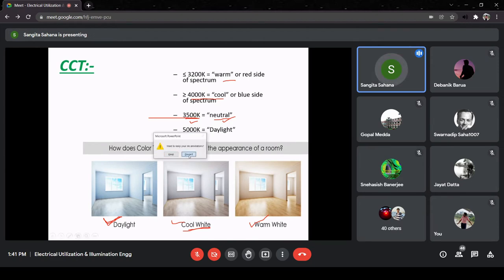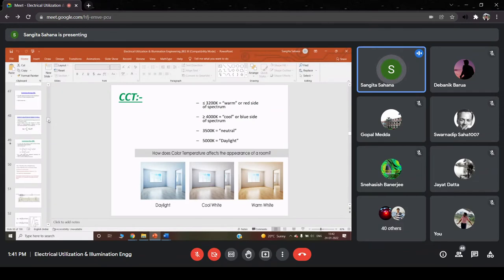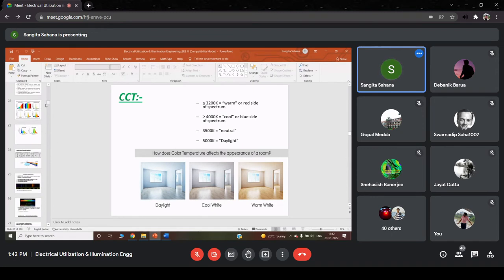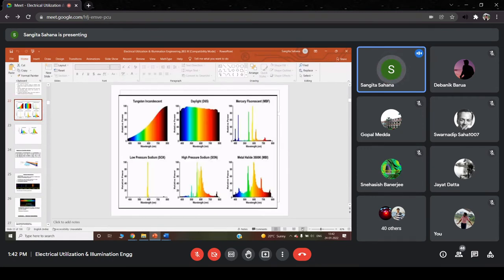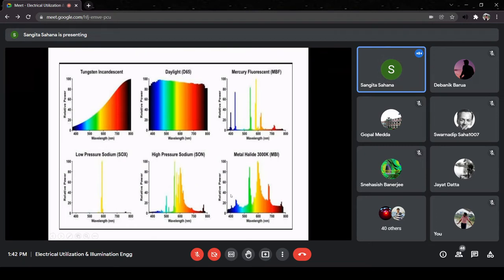As I explained, the relation between CRI and SPD: if SPD is continuous, my CRI will be higher. If SPD is discrete, CRI will be less. So can you explain the relation between CCT and SPD? Is there any relation? What do you think? Continuous means high CRI, discrete means low CRI. Do you think there is any relation between CCT and SPD? Anyone?